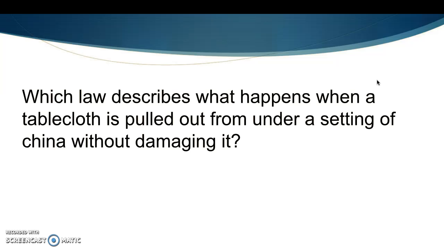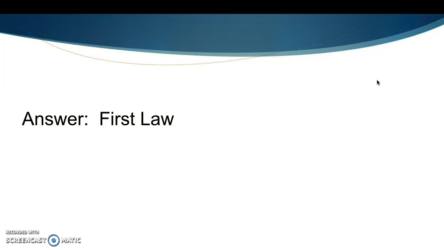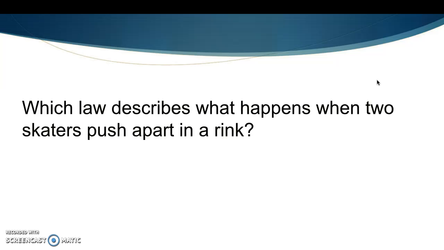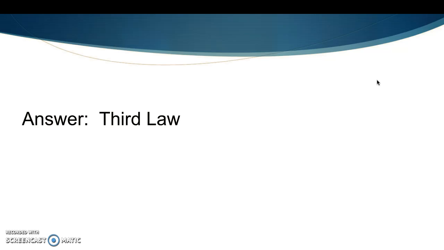Pause the video now. The correct answer is the first law, Newton's first law of motion. Question 2. Which law describes what happens when two skaters push apart in a rink? Pause the video now. The correct answer is Newton's third law. For every action, there is an equal and opposite reaction.